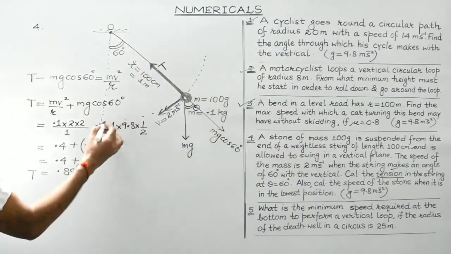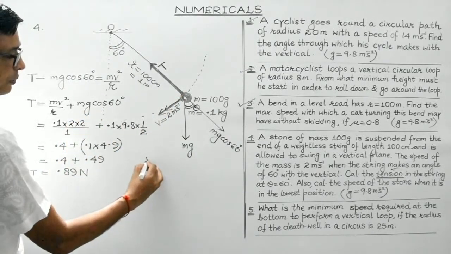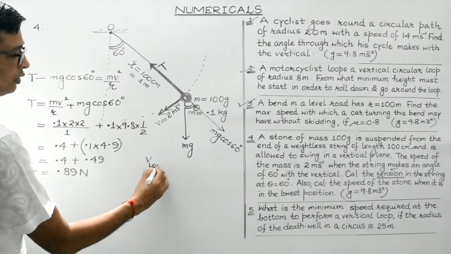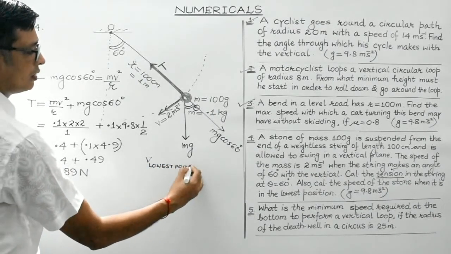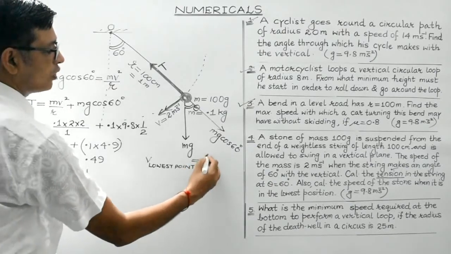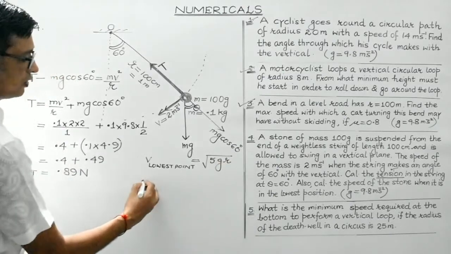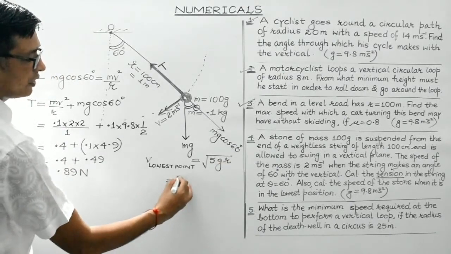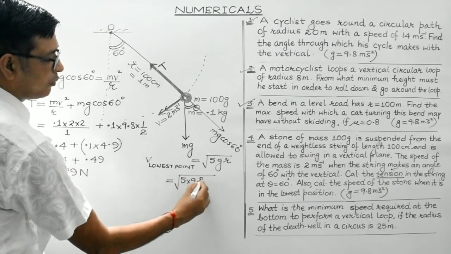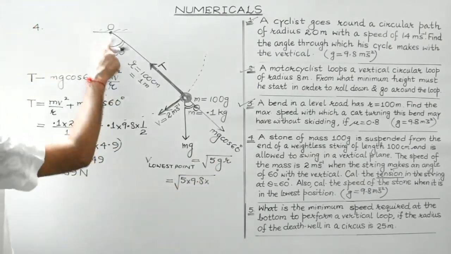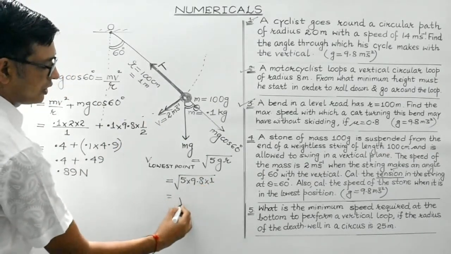So when it comes to the lowest position, we are aware, students, the speed at the lowest position is given by square root of 5 gr. This is the formula, right? So let's evaluate its value. 5, small g is to be considered as 9.8, and r is given to be 1.